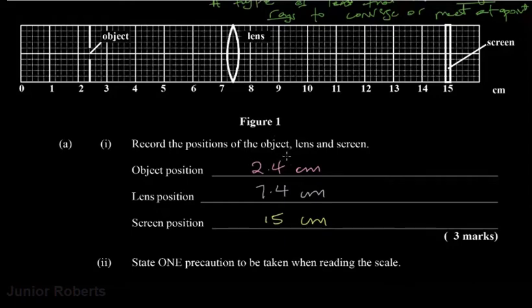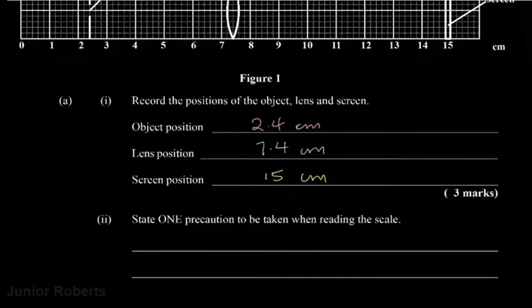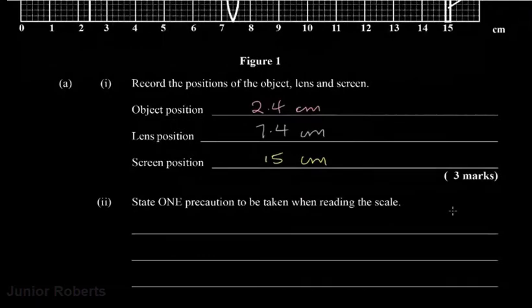All right, so the next thing we can do moving forward is that they want us to state a precaution to be taken when reading the scale. What would be a suitable precaution that we could take? What sort of precaution would we take? Usually when we're taking measurements, especially when we have to read the scale, at eye level to reduce parallax error.